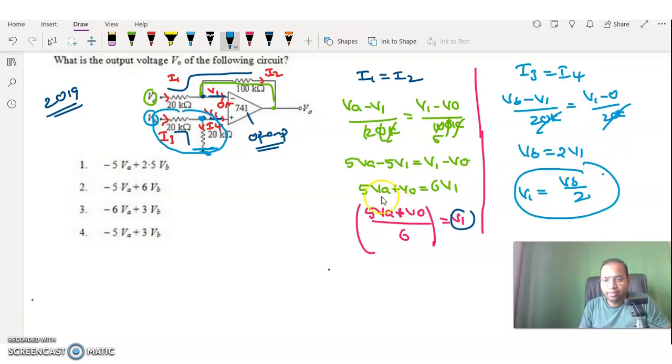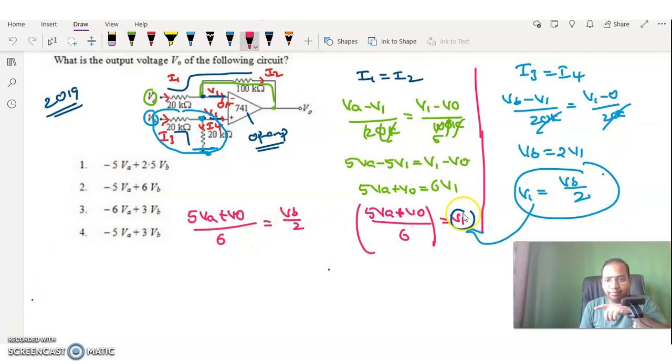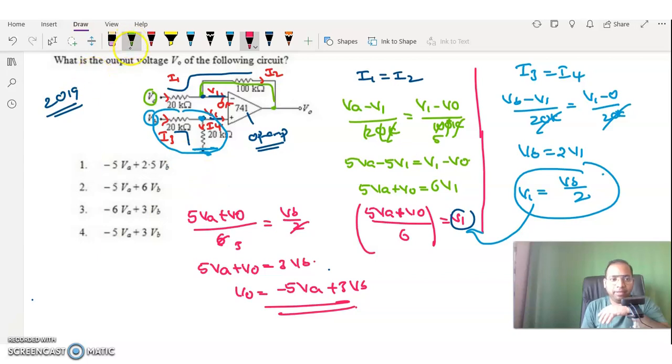Got it? Now whatever V1 we got here, let's substitute. In the place of V1 we substitute VB by 2, and then do the simplification and cross multiplication, then 5VA plus V0 is equal to 3VB. So from this, V0 is equal to minus 5VA plus 3VB, which means we can take option 4 as the correct answer.